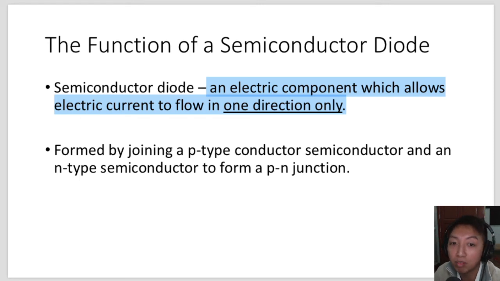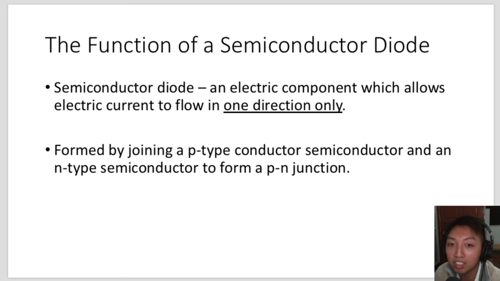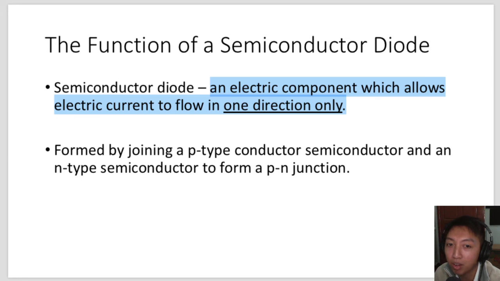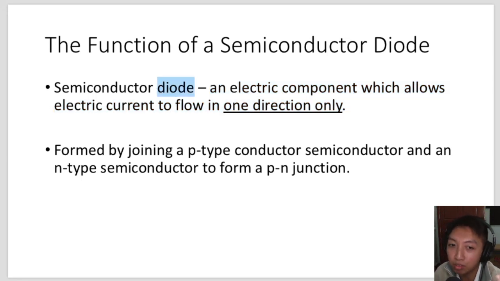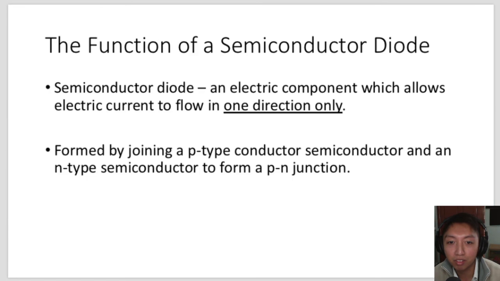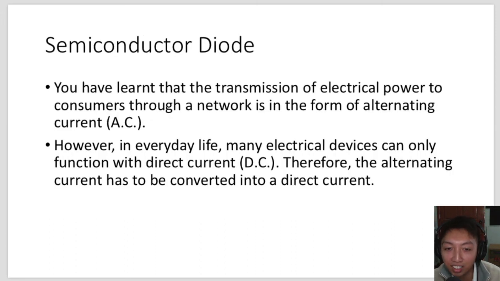That's why there are actually different types of diodes. Your textbook says that a semiconductor diode is an electric component which allows electric current to flow in one direction. There are other types of diodes that also do the same thing. One of them is what we call a thermionic diode, which uses what we were just studying earlier. So why would you need something that allows electric current to flow in one direction only? Well, the reason you want a diode is because of something called AC, alternating current.